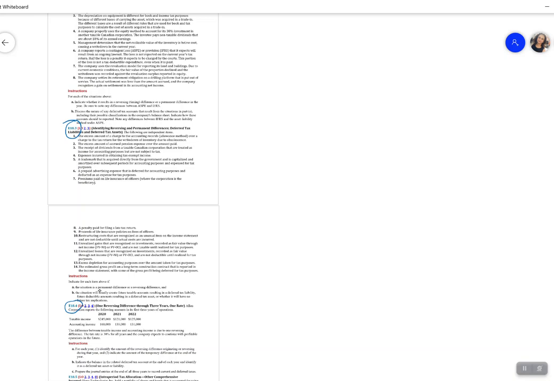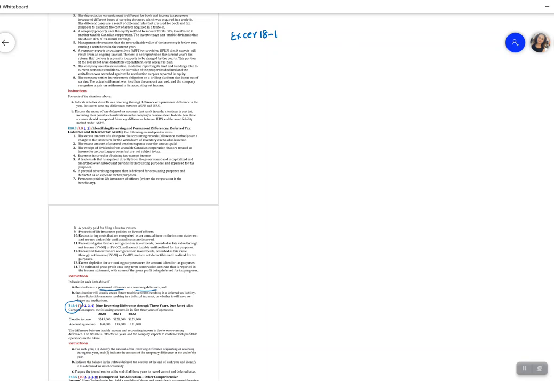Part A is telling us to calculate the permanent difference from each situation, and you need to indicate if this is a permanent difference or a reversing difference. And we're going to do one by one. So again, we're going to start with exercise 18.1, and our first part of the question is part A. We're going to answer part A and B together.